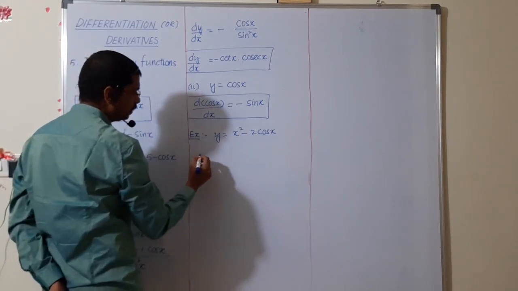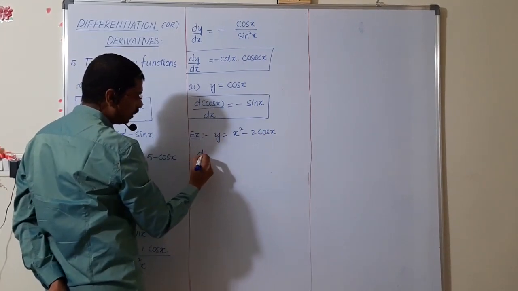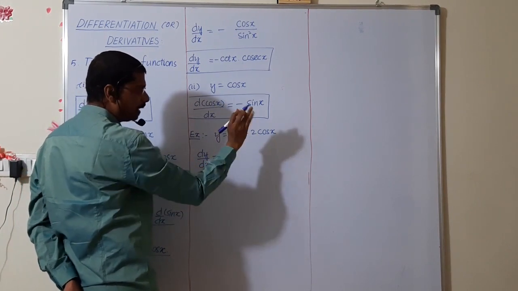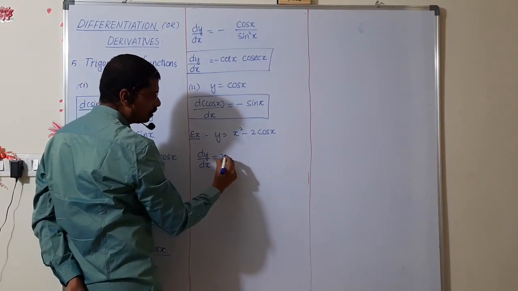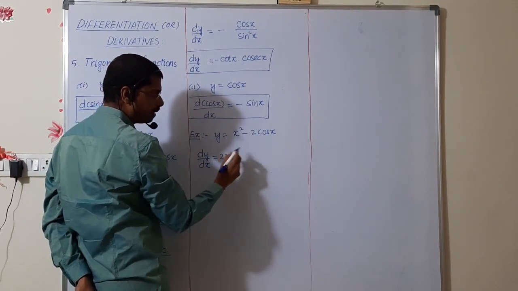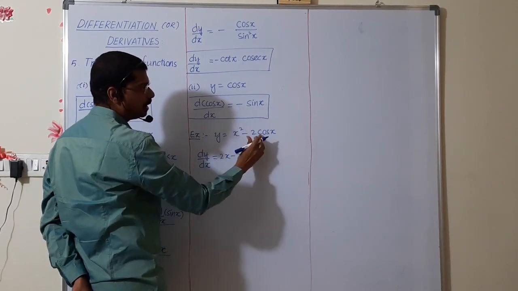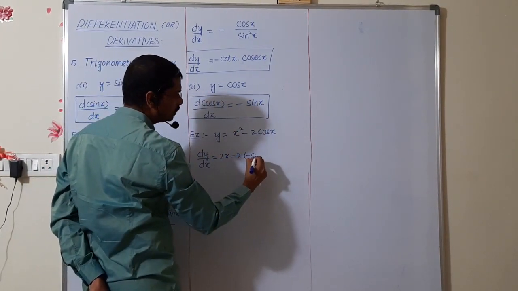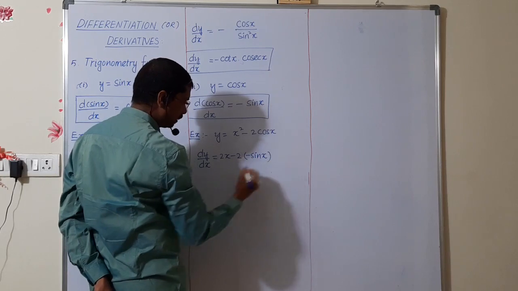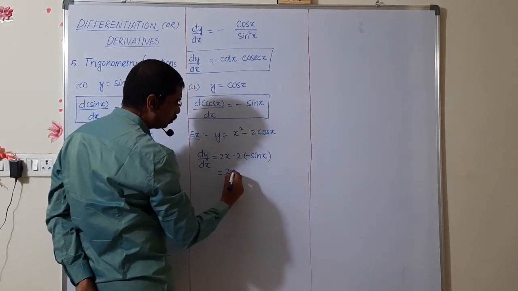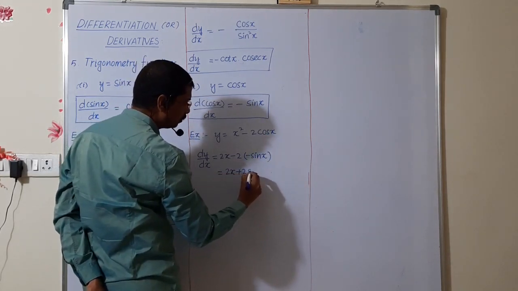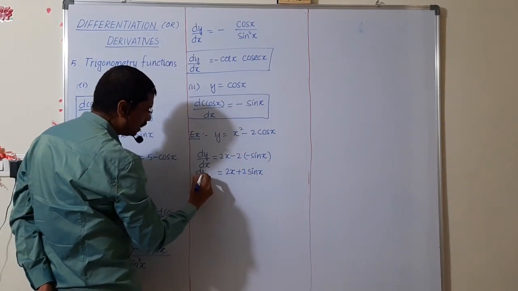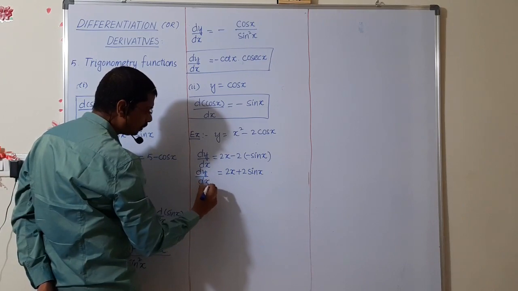Now differentiation, y is a function of x. Now we can write dy upon dx is equal to, directly I am writing, x square: 2 into x, power decreased by 1, minus 2 is a constant. Differentiation of cos, what is that? We can write minus sin x. Now the answer is 2x plus 2 sin x. It is dy upon dx.